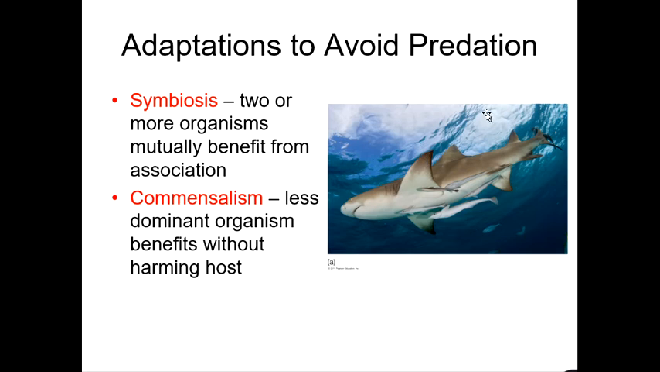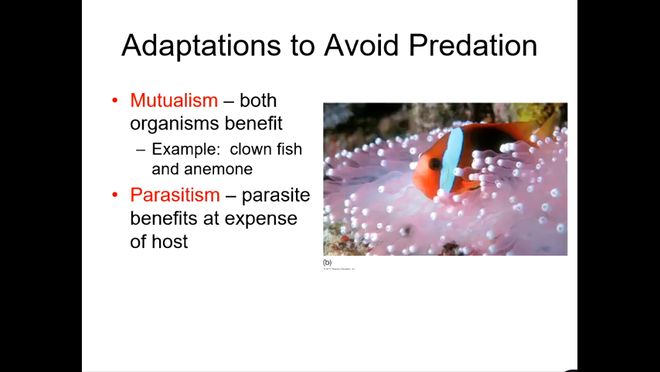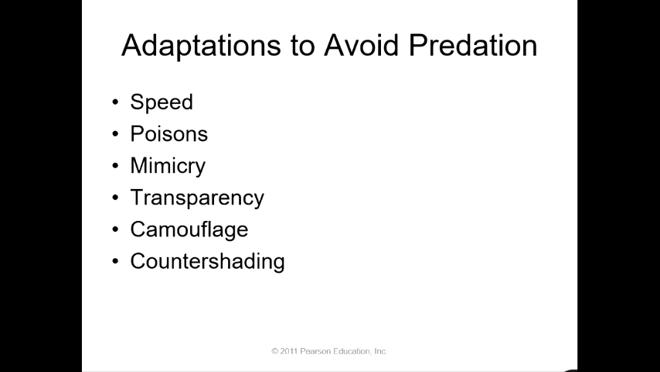Symbiosis and commensalism are other factors for avoiding predation. Mutualism, parasitism. Here you've got Nemo sort of tucking himself in among the poison tentacles of the sea anemone, etc. So, various adaptations to avoid predation.